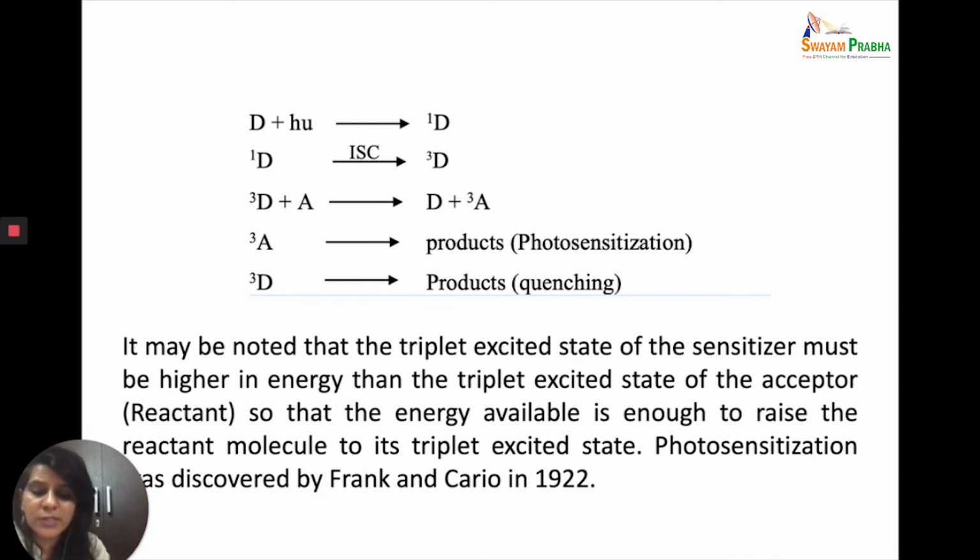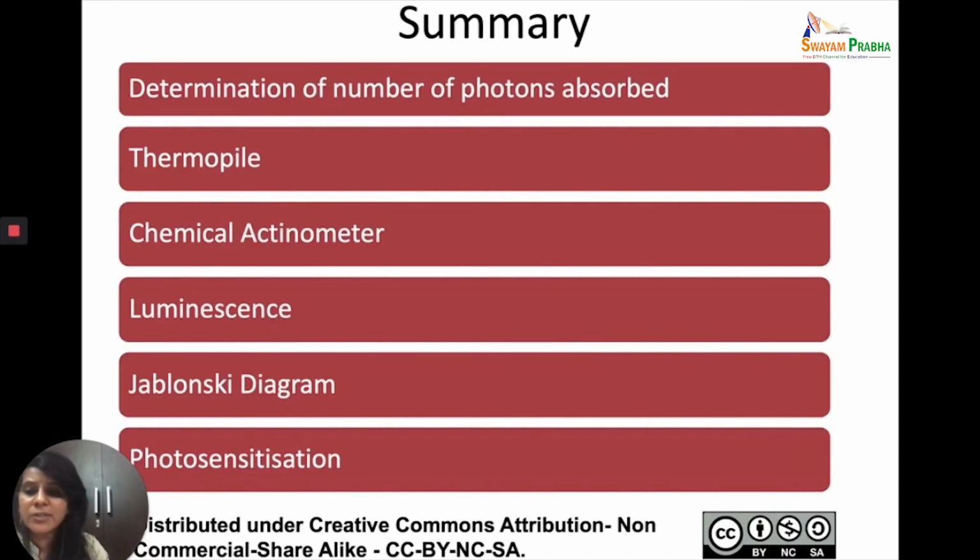It is to be noted here that the triplet excited state of the sensitizer is higher in energy than the triplet excited state of the acceptor. Otherwise, this will not take place. This phenomenon was discovered by Franck and Cario in 1922. So with this, we end today's class.